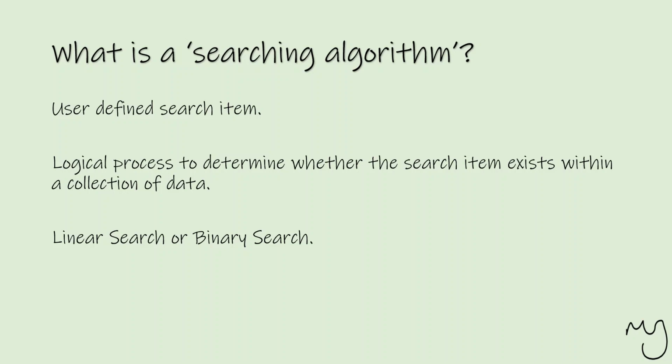So we're going to be looking at types of algorithms today, and the first one we're going to be looking at is a type of searching algorithm. There's two actually we're going to be focusing on. And the definition of a searching algorithm is that it's a logical process to determine whether the search item, which is a user-defined value, exists within a collection of data. And the two we're going to look at are both a linear search and a binary search.